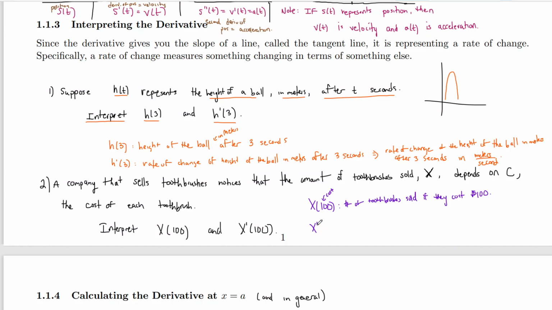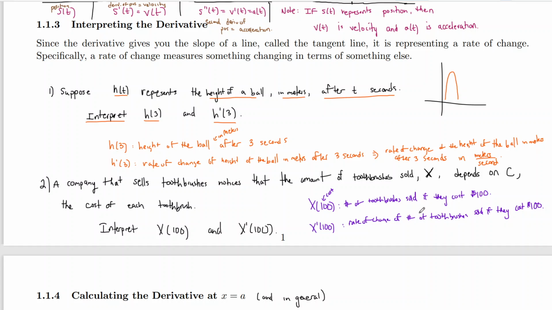Now, what does X prime of 100 represent? It's the rate of change of this. So it's the rate of change of the number of toothbrushes sold if they cost $100. Now this one is less physical, so it's less interpretable as far as its units go.